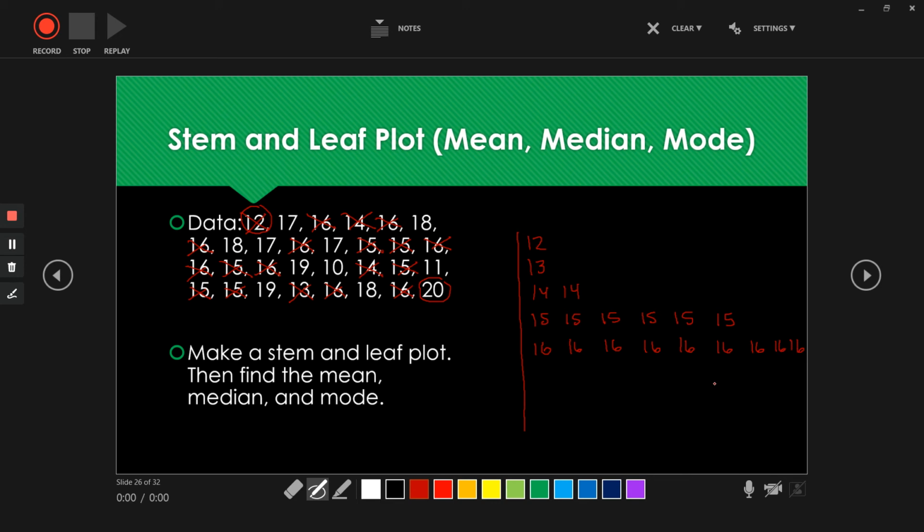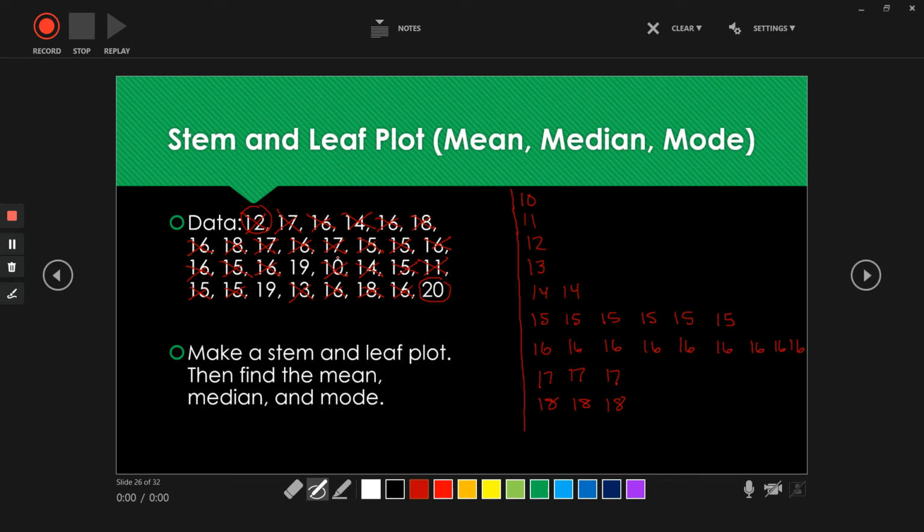I'm going to run out of room. Oh no. Okay. 17s. 1, 2, 3. That's it. Okay. How about 18s? So 1, 2, 3. Oh, and I see that I missed an 11. There was an 11. That was actually the smallest. So let's add that up here at the top. Oh, and a 10. I did a terrible job, huh? Okay.